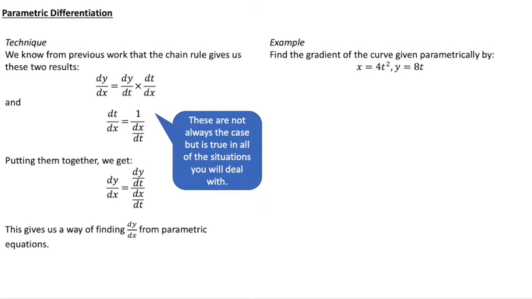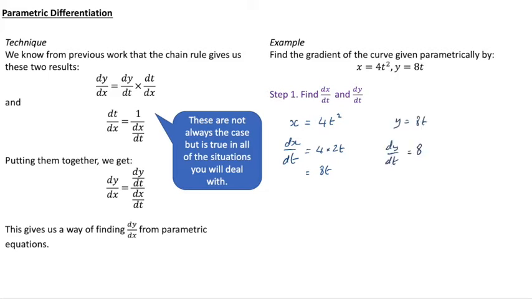So, example, find the gradient of the curve given parametrically by x equals 4t squared and y equals 8t. Step 1, find the individual dx by dt and dy by dt. So, for x equals 4t squared, then t squared differentiates to 2t, and then we times by the 4 that we've got, and we have dx by dt equals 8t. For y, we have y equals 8t, and therefore dy by dt is just 8.